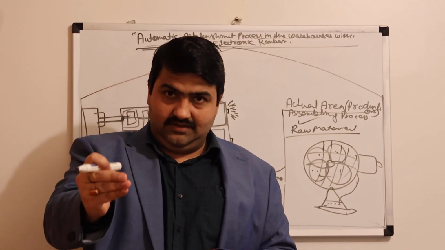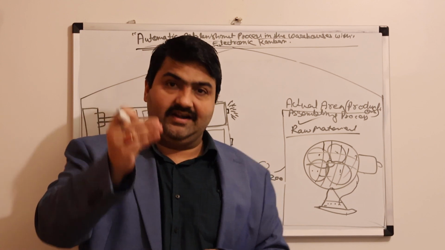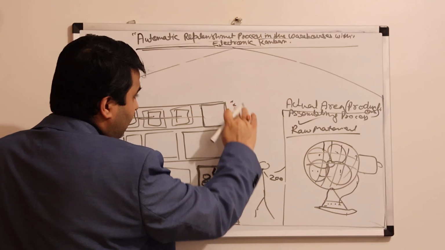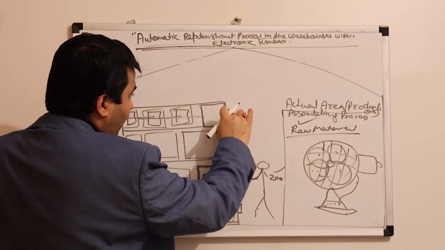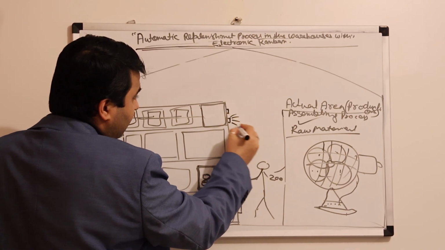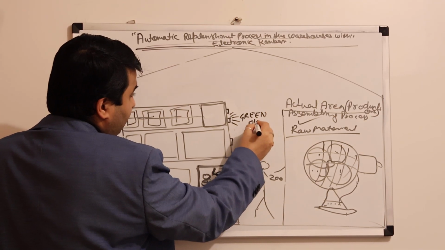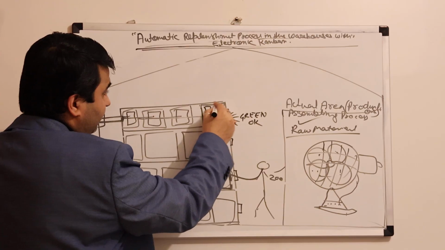When they fulfill the required quantity inside the bin, then automatically this light will be off and another green light will indicate. Green means okay, the bin is okay, we have the material here.